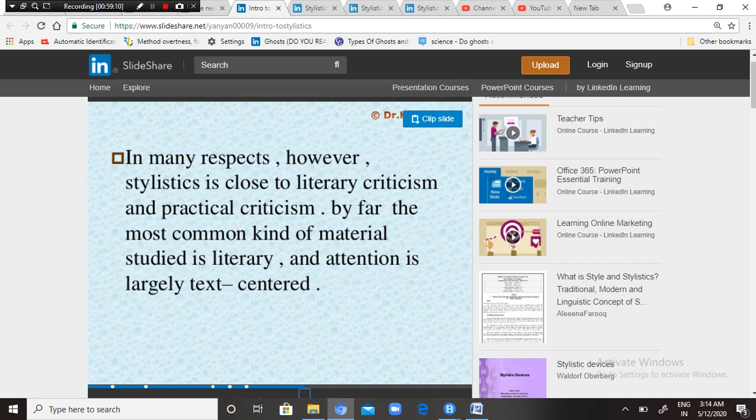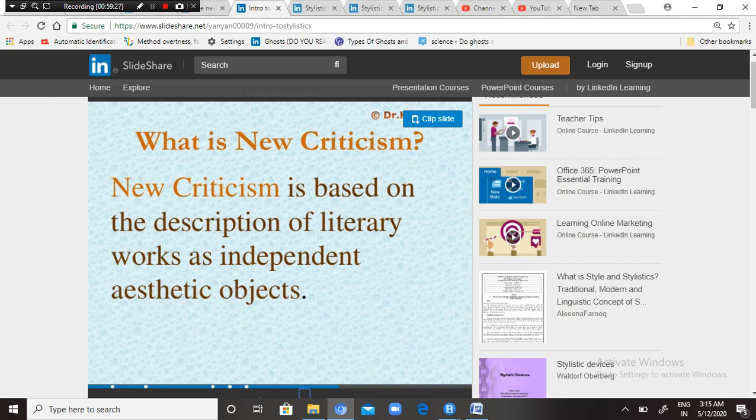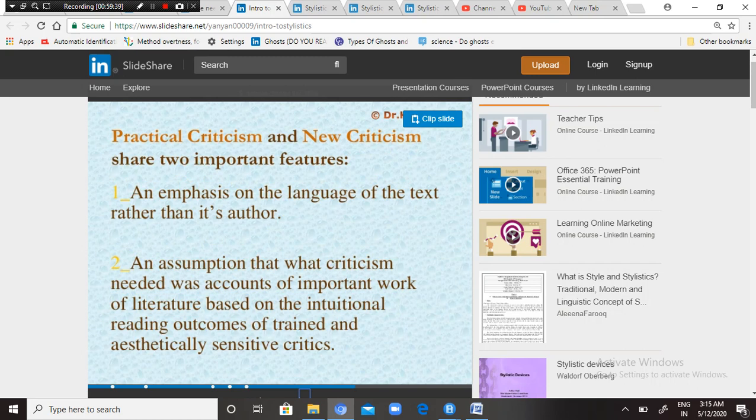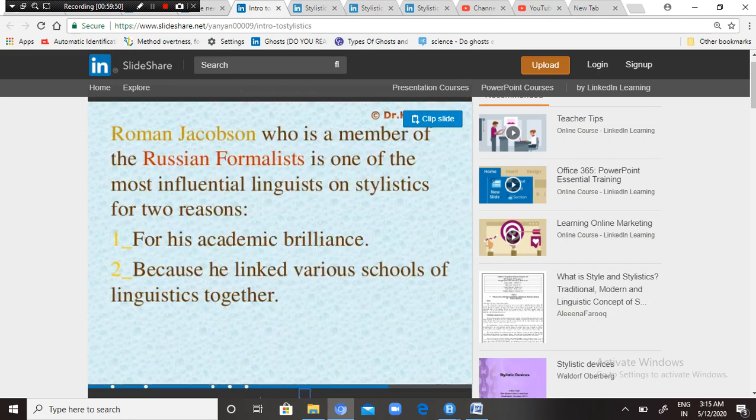In many respects, however, stylistics is close to literary criticism. So we can also say that literary criticism is also discussed in stylistics. Okay, practical criticism and new criticism. I just want to say that new criticism is based on the description of a literary work as an independent aesthetic object. Okay, and these are the two important features of new criticism, and also of practical criticism: attention to the effect of the text and the reader.